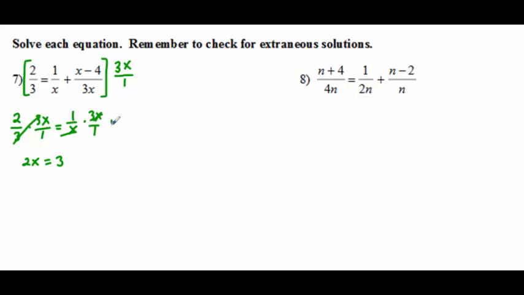Then I keep going. X minus 4 over 3x times 3x over 1. Well, now 3x and 3x cancel out completely, so I'm left with x minus 4. Then I solve this like a normal equation.